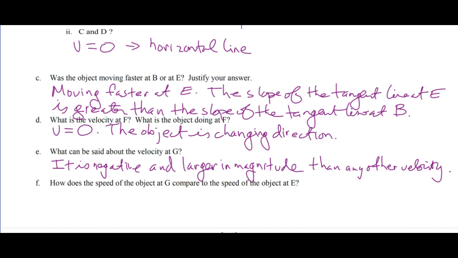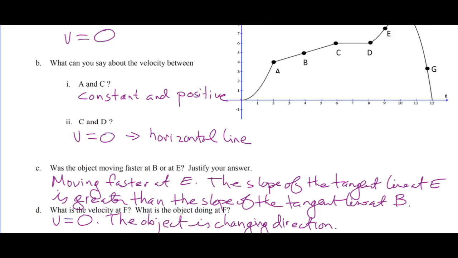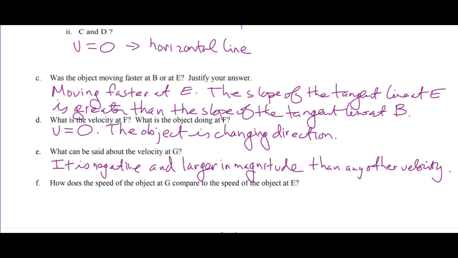Greater. Okay, because, yeah, speed. So the speed is greater at G because the slope is steeper, so the magnitude is greater, right? So it's greater because the slope is greater. It is greater because the line is steeper.